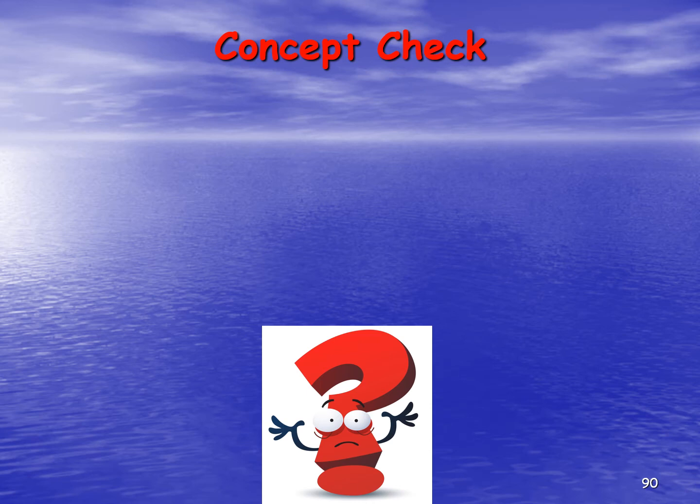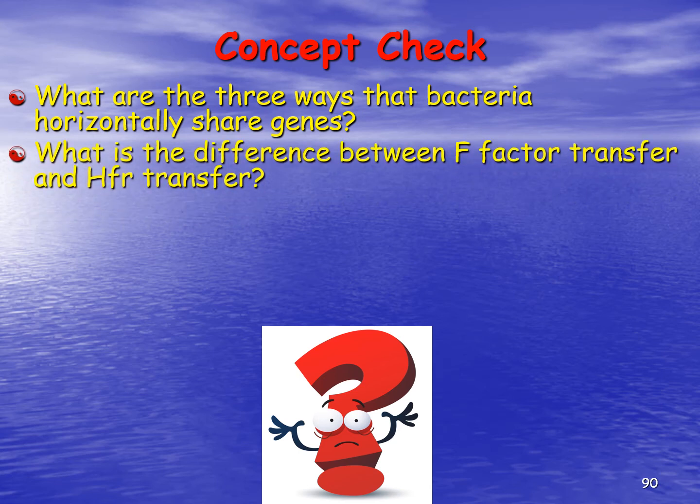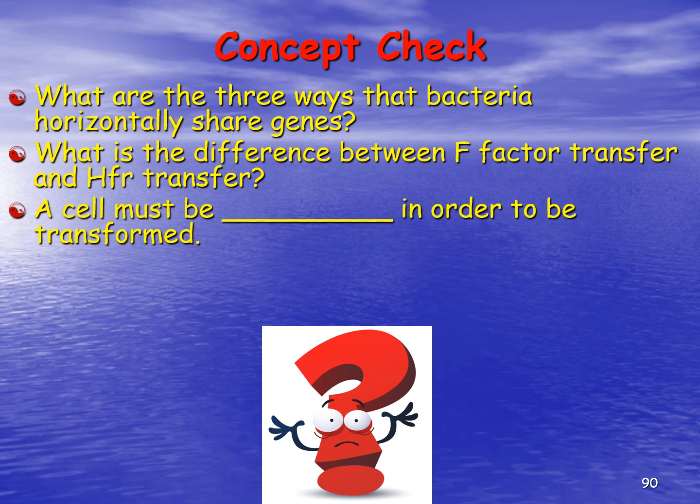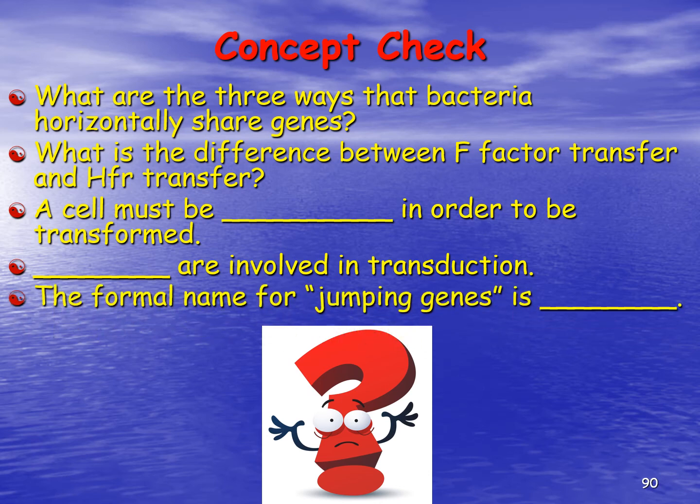So our next concept check here. So first of all, what are the 3 ways that bacteria can horizontally share genes? What's the difference between the F-factor transfer and high-frequency transfer? A cell must first be what in order to be transformed? And what are involved in transduction? And what's the formal name for the jumping genes?